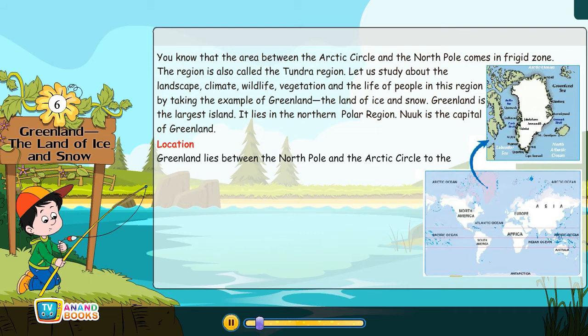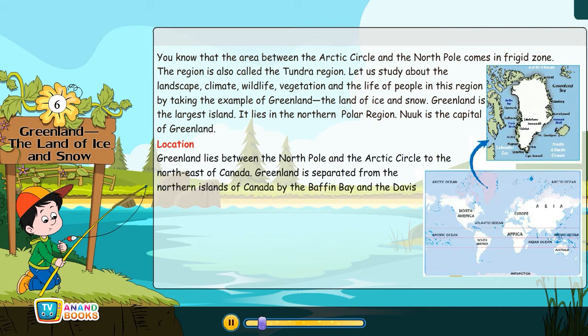Greenland lies between the North Pole and the Arctic Circle to the northeast of Canada. Greenland is separated from the northern islands of Canada by the Baffin Bay and the Davis Strait.